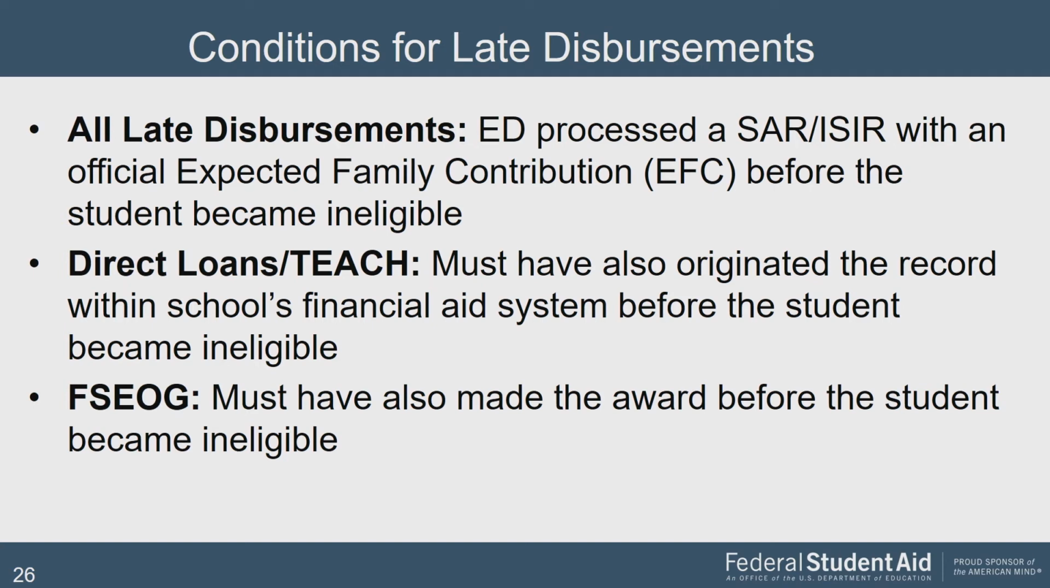And when it comes to SEOG, you have to make sure the award has already been given before that student became ineligible. Even if you award campus-based aid at the end of your year, you cannot award a student SEOG after they became ineligible, just to get them in there.